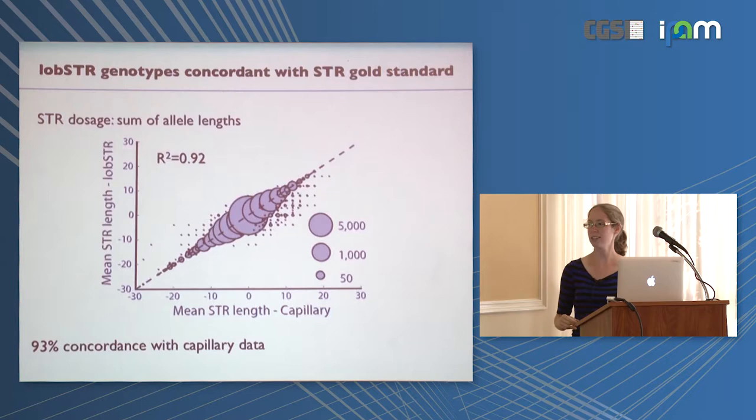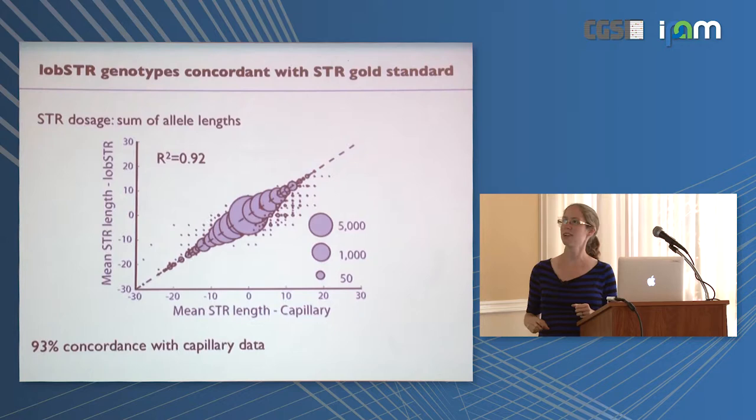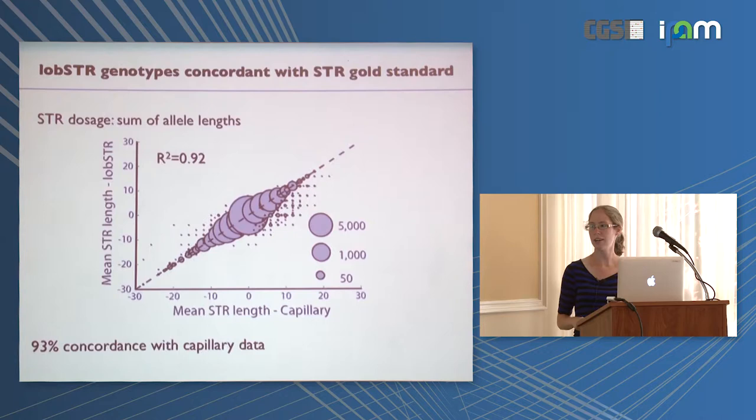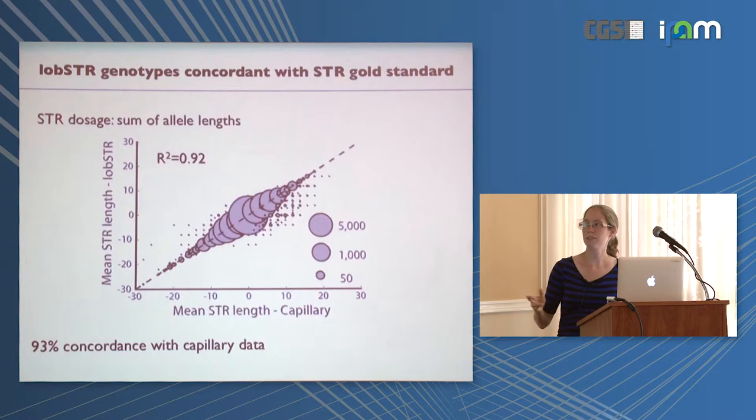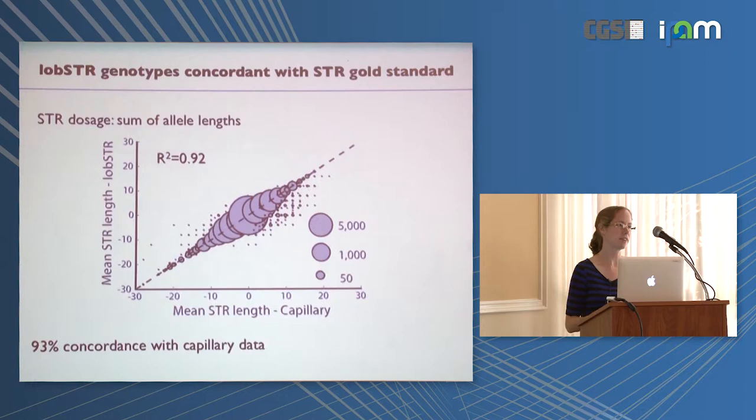So lobSTR actually ends up doing pretty well, at least when you have high coverage data. I'll talk about some of the challenges with coverage. This is a preview of how lobSTR does on the Simons Genome Diversity panel, where we have both lobSTR genotypes and capillary electrophoresis genotypes for about 300 samples. To compare these genotypes, we use something called the STR dosage, which is the sum of the two alleles of the repeat. We plot on the x-axis the STR dosage reported by the capillary electrophoresis, and on the y-axis the STR dosage reported at each call by lobSTR. The size of the bubble represents how many calls are in each dot. For high coverage data, we see quite good correlation with the capillary data. Maybe a bit more misleading, the number you really care about is the genotype concordance rate. If we just look at the raw genotype concordance between lobSTR and the capillary data, they're about 93% concordant.